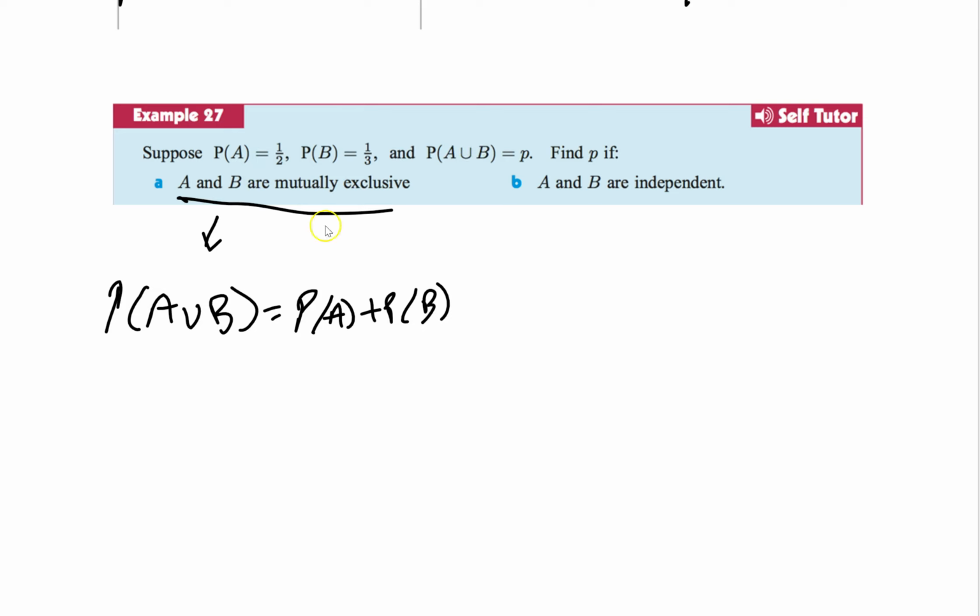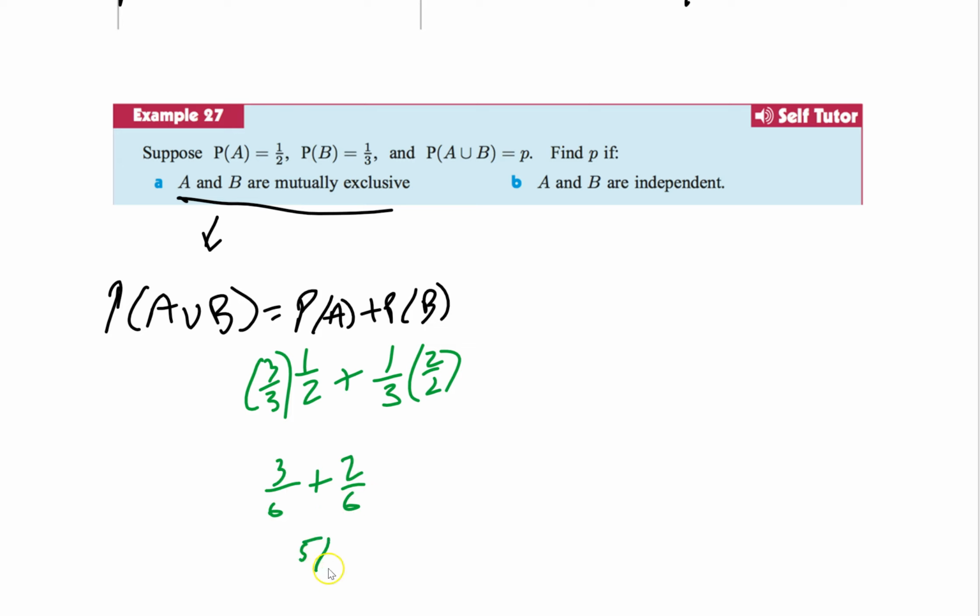Okay, I got A, 1/2. I got B, 1/3. Do a little common denominator. Multiply this by 2/2. Multiply this by 3/3. Now you get 3/6 plus 2/6, also known as 5/6. And that's the union if they're mutually exclusive. Again, notice I only use this because they told me. Right? They told me they're mutually exclusive, so I use the formula.